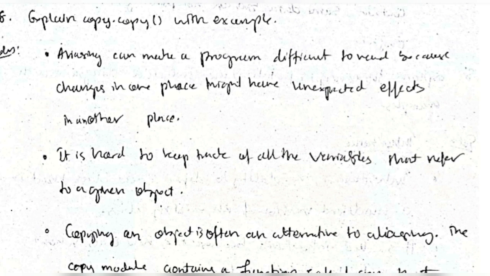Explain the copy.copy with an example. Okay, copy.copy means you have two objects here. Let's take int values only. Okay, x is equal to 5. Then what you write is y is equal to x. So what does y have? Y will also have 5 only. So y will be having 5 initially, after the initialization.